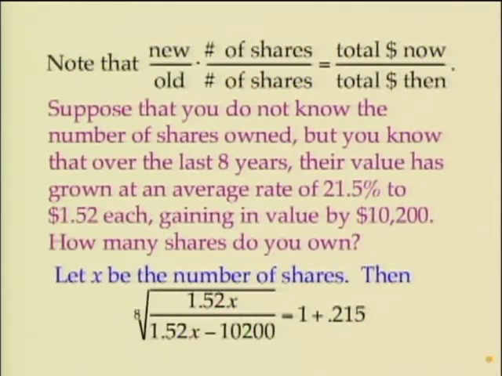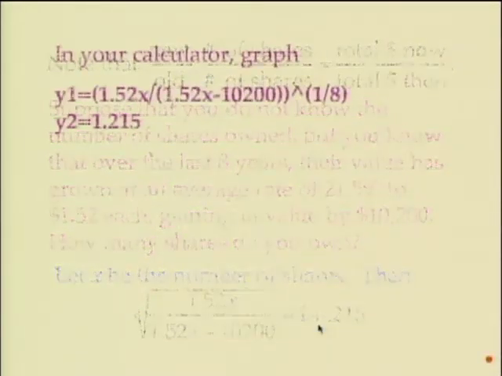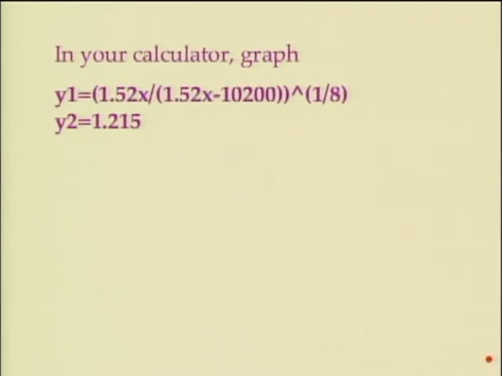Well, if you let X be the number of shares, then this business here, the 1.52 times X, that gives you your total value right now. And the value then is 10,200 less than that. Again, arrange those under the radical, 8th root, and that equals 100% of what you have plus this 21.5%, converted to a decimal. You can plug those things in. That's a hard thing to solve.